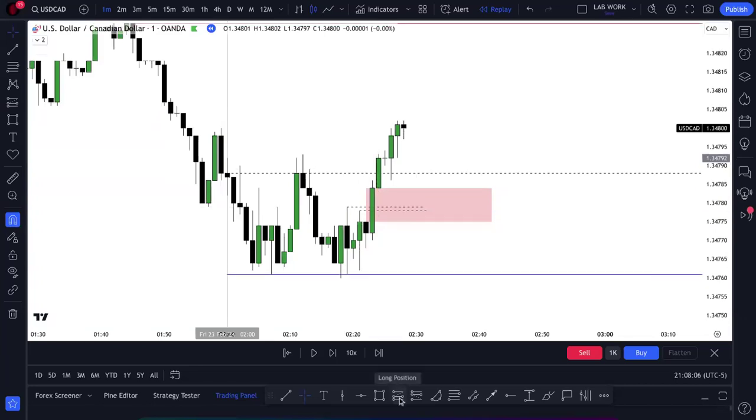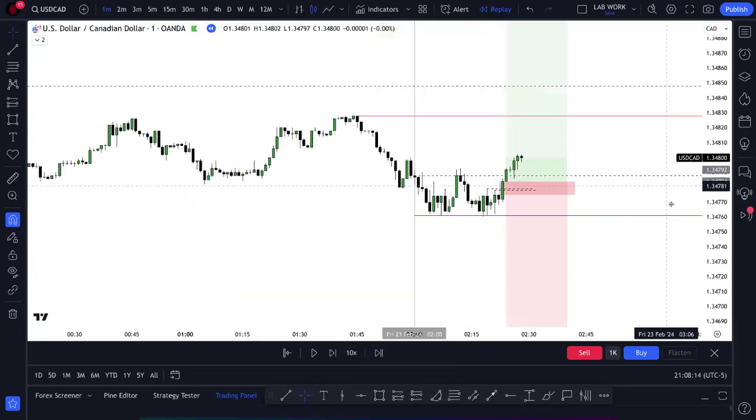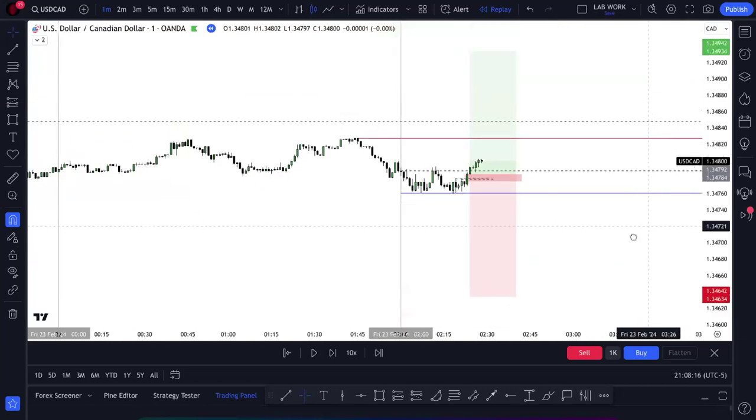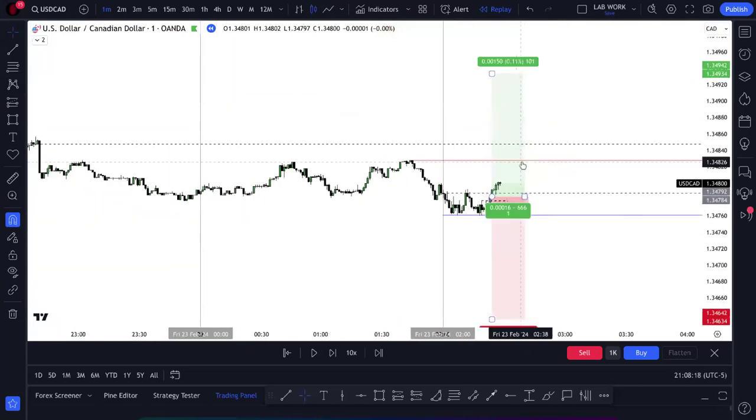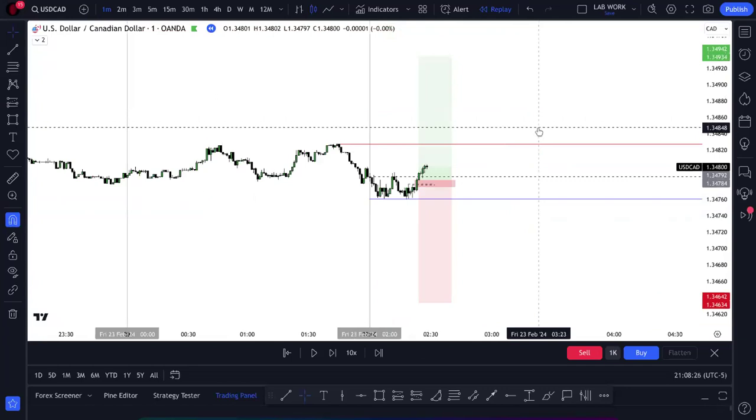So here, I will look to go long. Same idea. One-to-one scenario. We can also see in this risk to reward ratio and the projection that we're using for 15 pips, we can see it gets us back to weekly open, which I like.